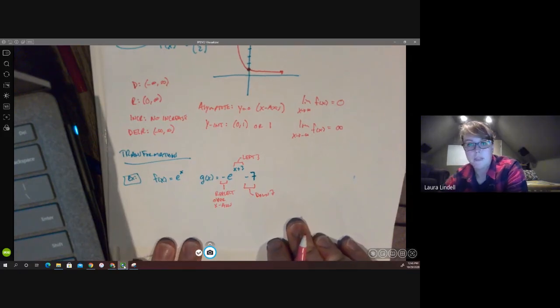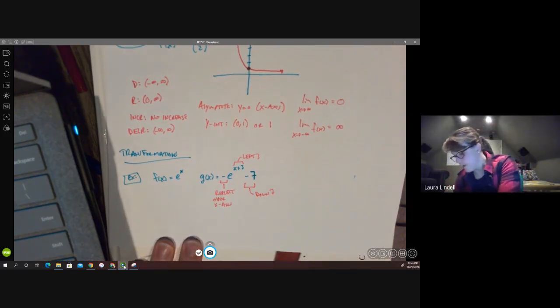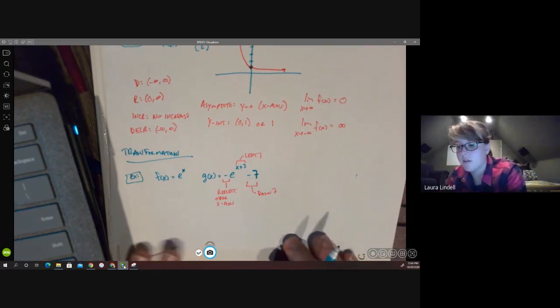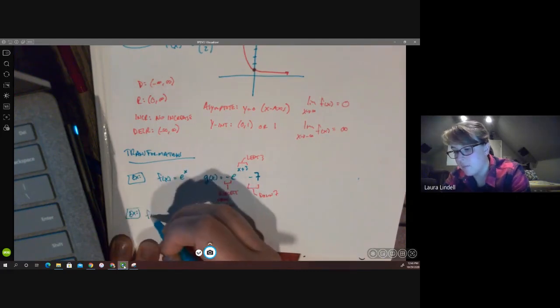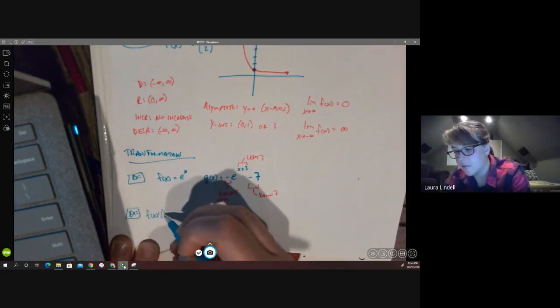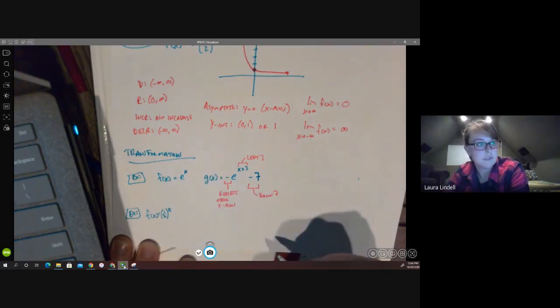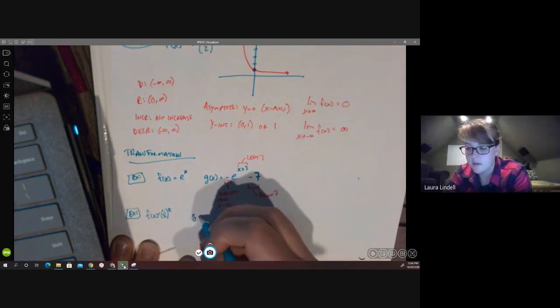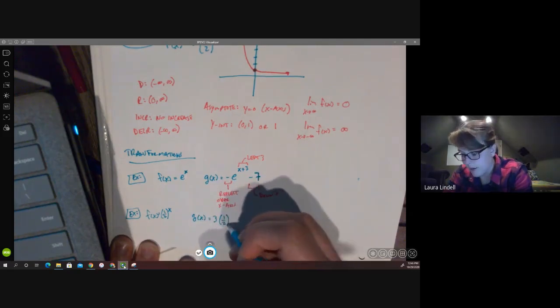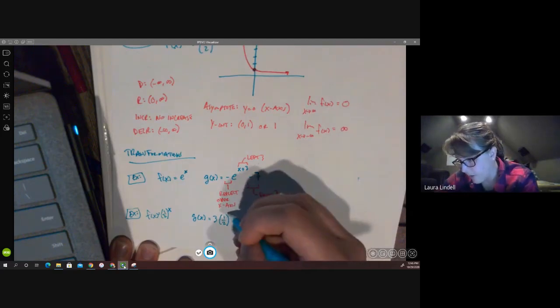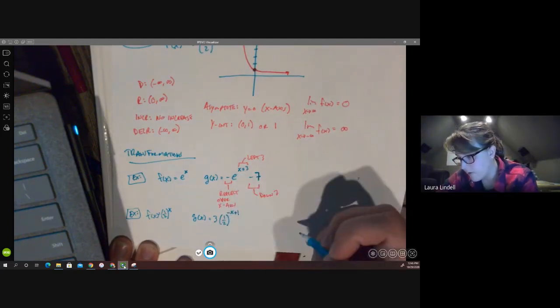Okay. So there's one example. All right. And then I'm going to use another example to talk about the other things that can happen with it. This time we'll say f of x is 1/2 to the x. And g of x is 3 times 1/2 to the negative x plus 1.